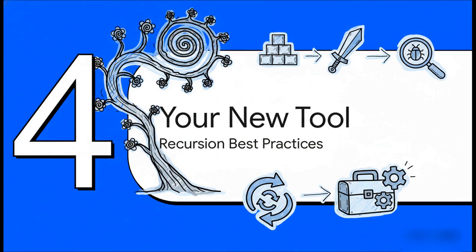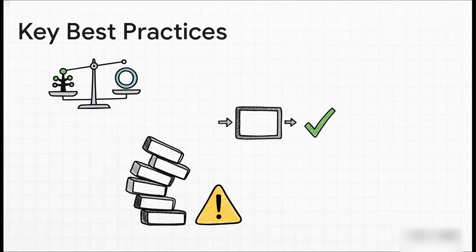Let's wrap things up by boiling this all down to a few key best practices you should always keep in mind. All right, first up, know when to use it and when not to. For problems that are naturally recursive, like navigating a tree, it's incredibly elegant. But for something simple like a countdown, just use a regular loop. It's usually clearer and more efficient.